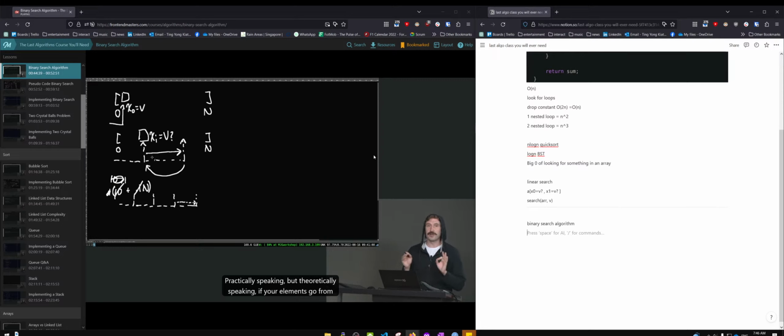Practically speaking. But theoretically speaking, if your elements go from 10,000 to 1,000,000, your algorithm is going to be 100x slower, even though it's still 10 times faster than checking every single index. And so that is problematic. We didn't improve the algorithm, we just improved it practically speaking. So what happens if we could jump differently? How can we jump differently in this?